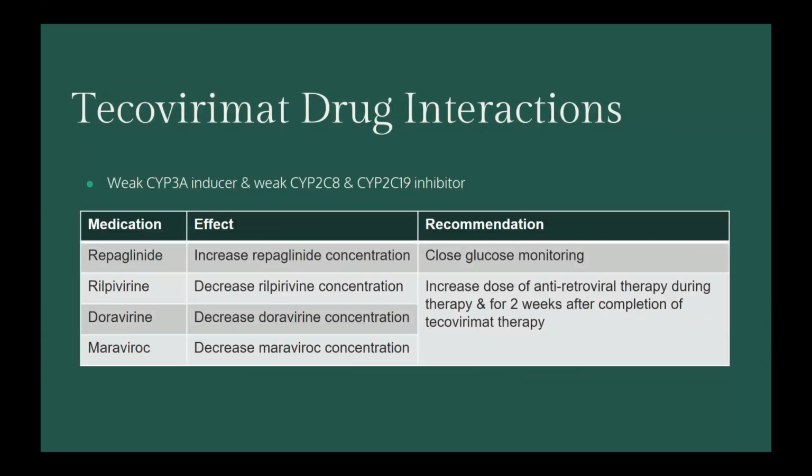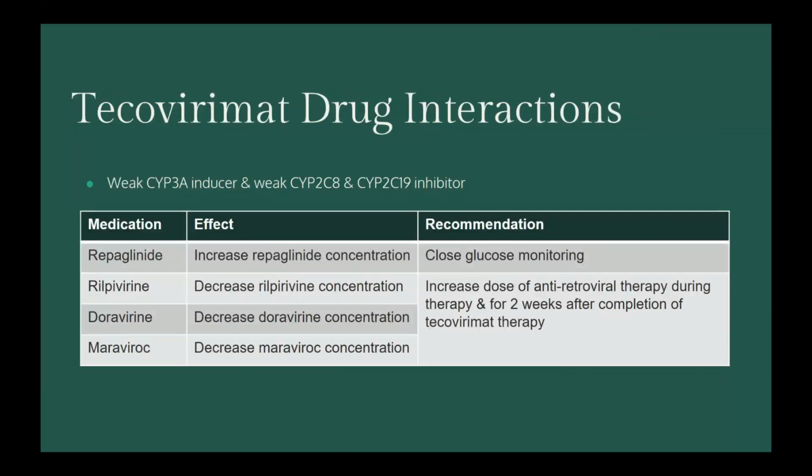And then notable drug interactions also include the following. It is a weak CYP3A4 inducer and a weak CYP2C8 and CYP2C19 inhibitor. Repaglinide, which is a meglitinide used to lower blood sugars, will cause an increase in serum concentration of repaglinide. So close monitoring for hypoglycemia is recommended.